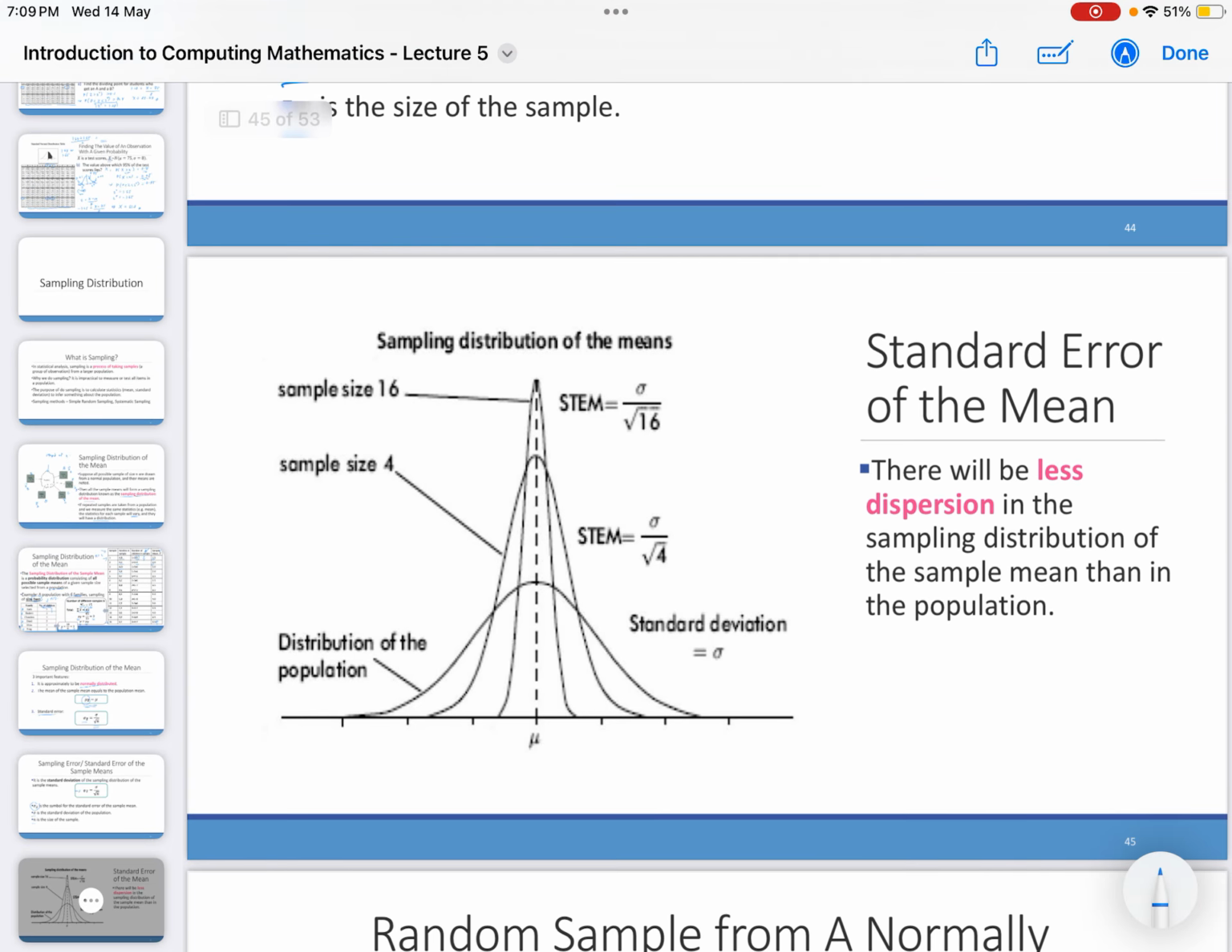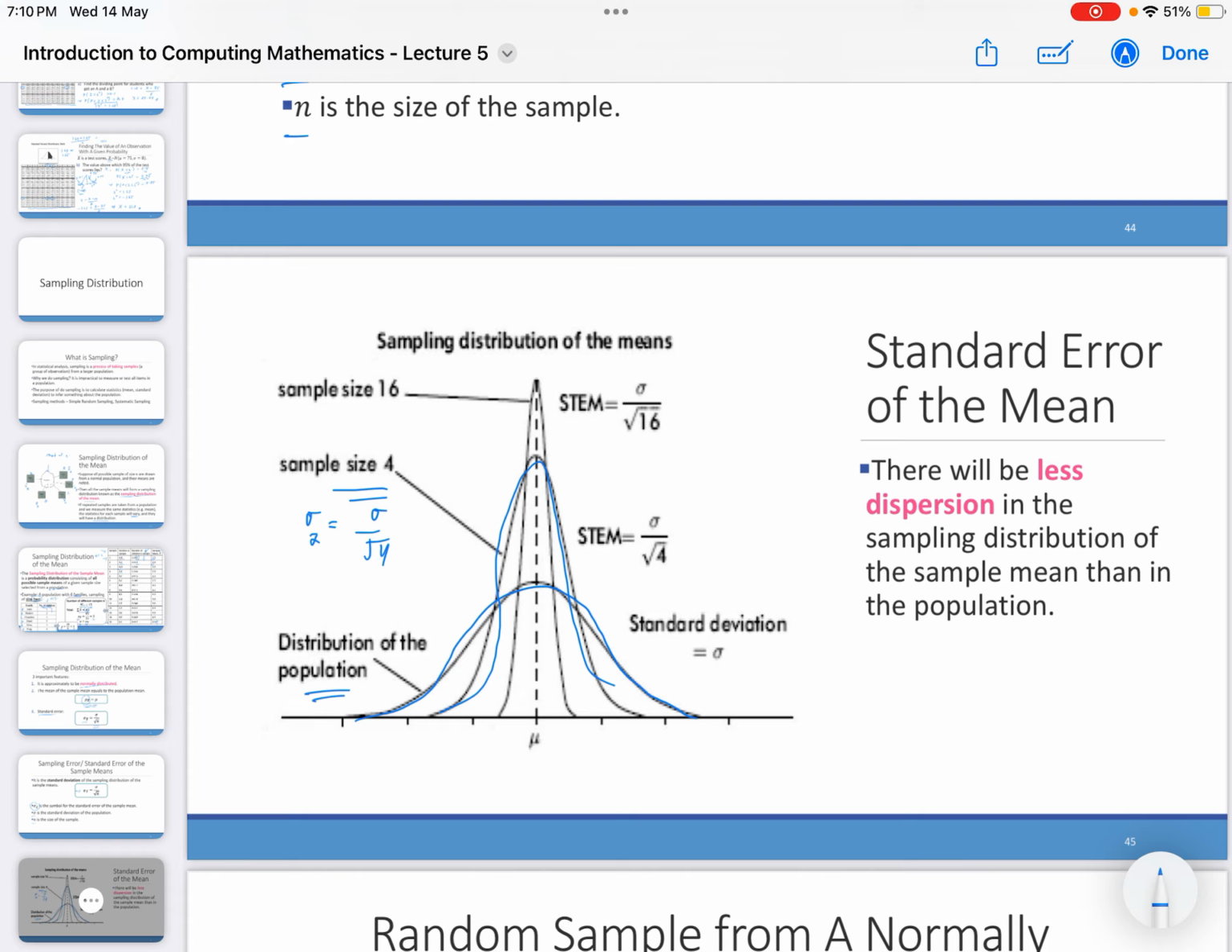Okay, this one. There will be less dispersion in the sampling distribution of the sample mean than in the population. So let's say the population here is this one, the curve. Okay. And then let's say we want to take a sample size of 4. And we know the standard deviation here is equal to sigma divided by square root 4. So since we have divided by square root 4, the dispersion here will be less dispersed.